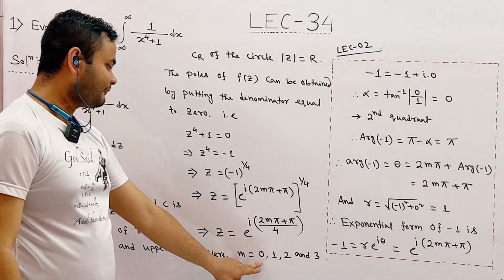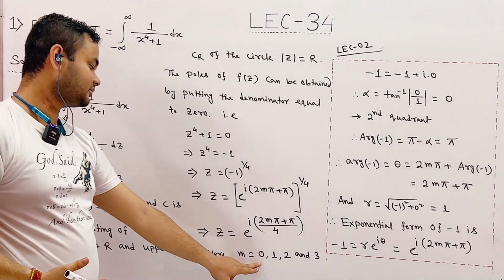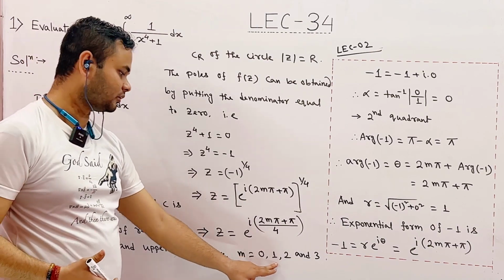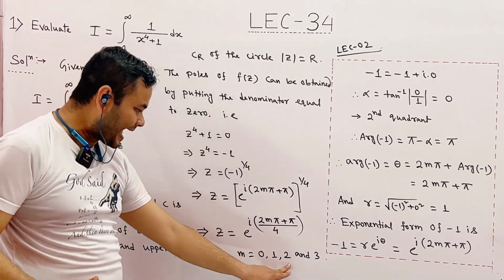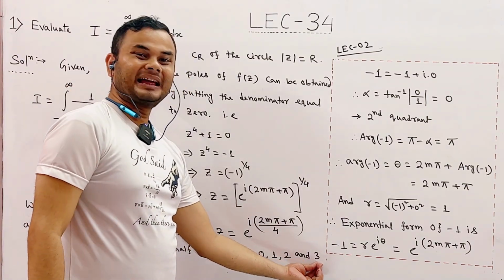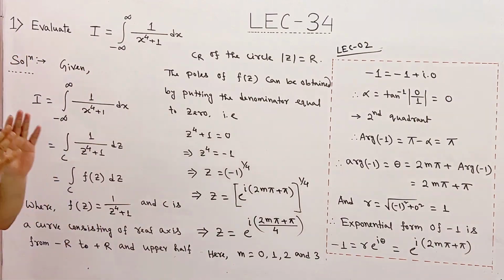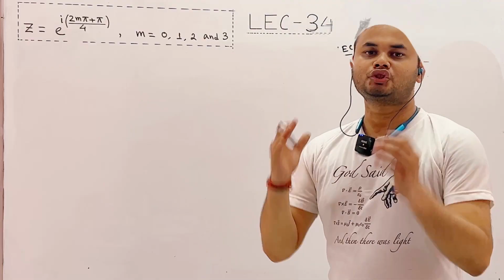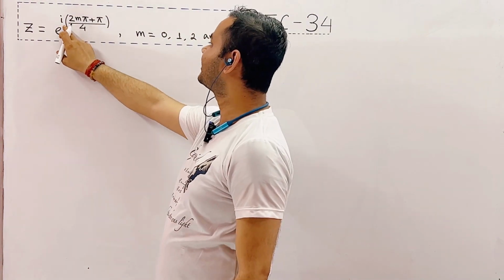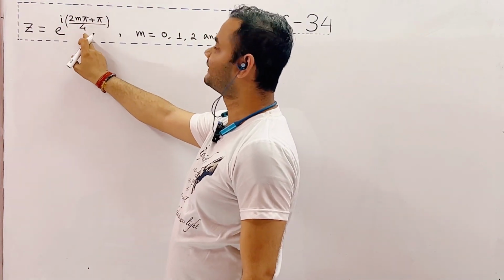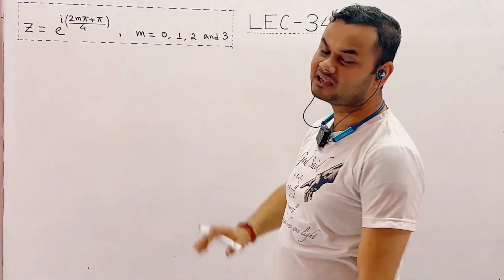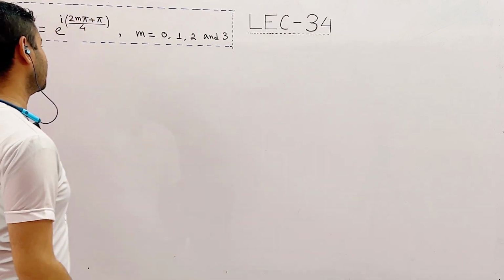If we put m equal to 0, then we will get the first pole. If we put m equal to 1, then we will get the second pole. Again, if we put m equal to 2, then we will get the third pole. And finally, if we put m equal to 3, then we will get the fourth pole. Okay? So we have seen that z in exponential form is e to the power iota (twice m pi plus pi) divided by 4, where m can take values 0, 1, 2 and 3. Now let us find out the poles.